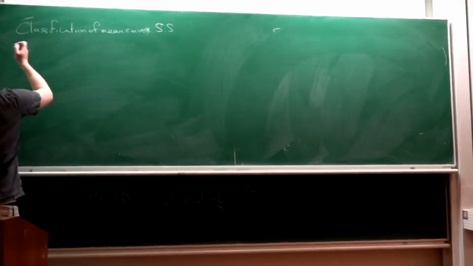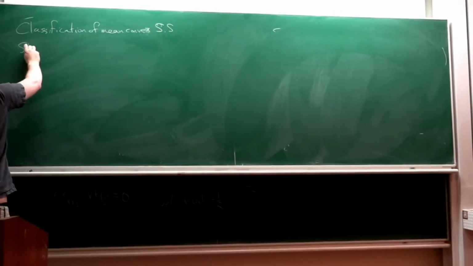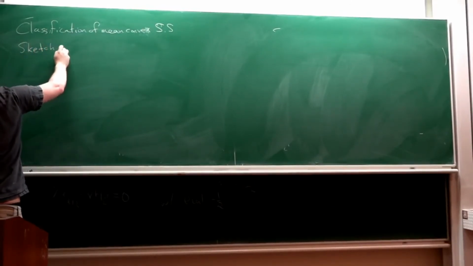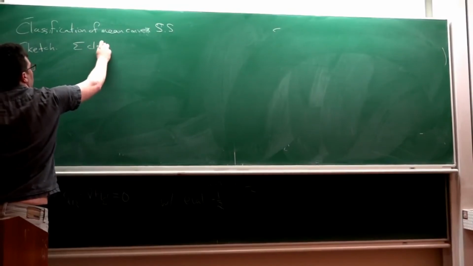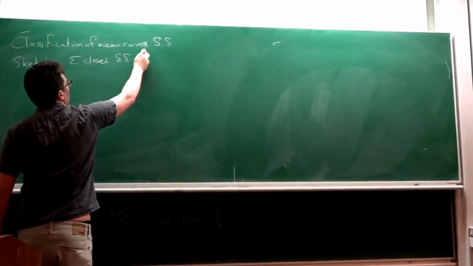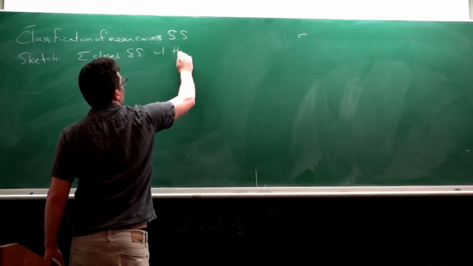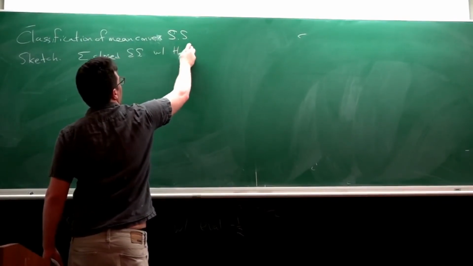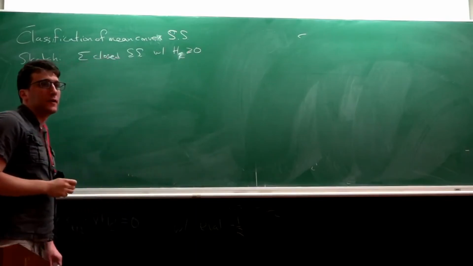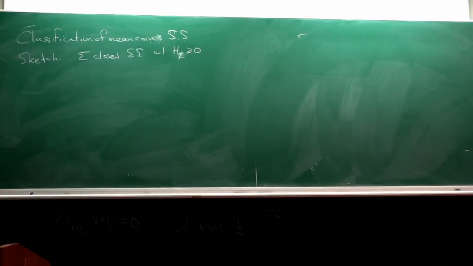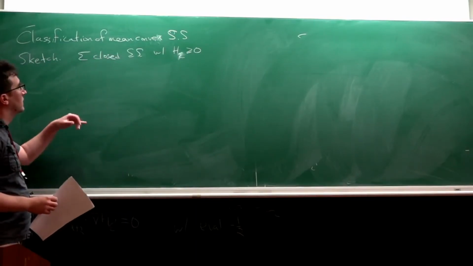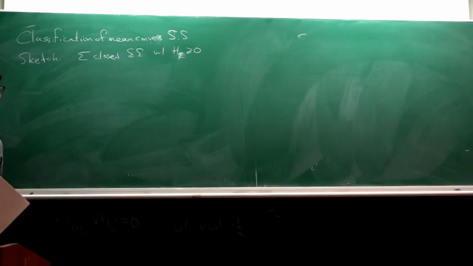Okay, so I'm going to just give a sketch. Let's suppose sigma is closed and with non-negative mean curvature. Obviously this is a special case, but hopefully it has enough of the ideas.